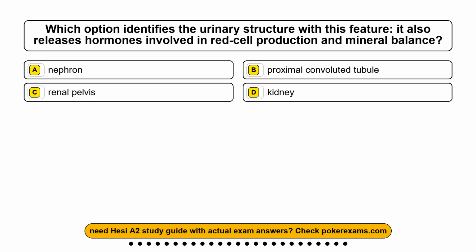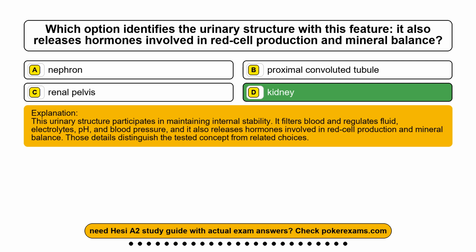Question 5. Which option identifies the urinary structure with this feature? It also releases hormones involved in red-cell production and mineral balance. Option A, nephron. Option B, proximal convoluted tubule. Option C, renal pelvis. Option D, kidney. The correct answer is option D, kidney.